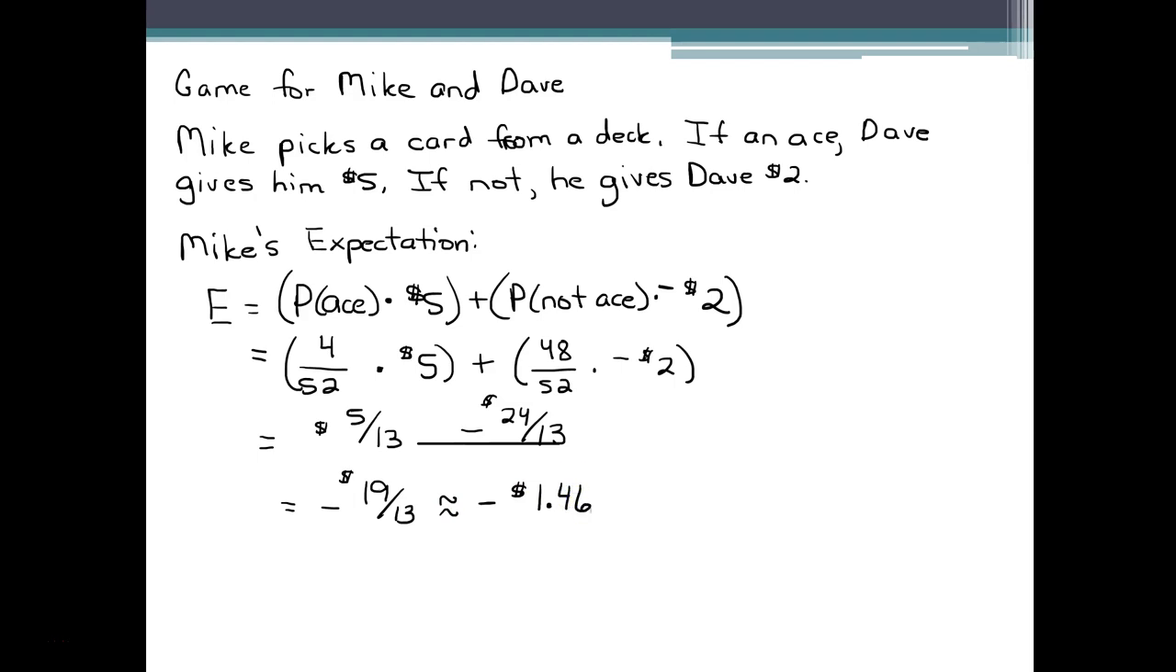So this does not sound like a very good game for Mike to play, because he has a low probability of getting the $5 and a high probability of losing $2. So on average, if he plays this game a lot of times with Dave, on average he's going to lose $1.46. So not a good game for Mike to play.